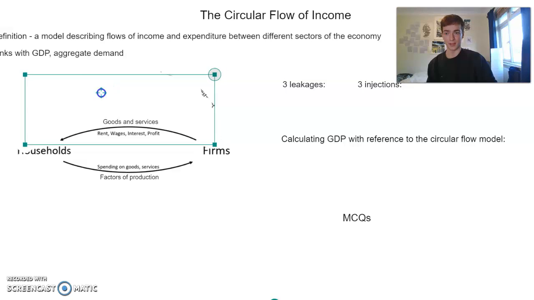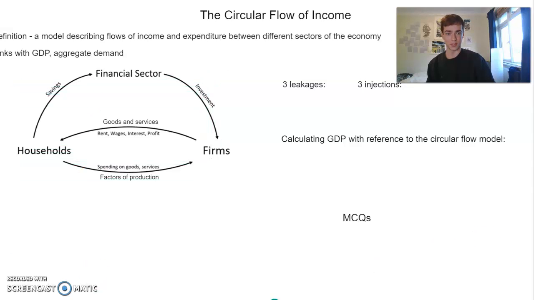So now we're going to add in the financial sector here, which can include things like banks or financial institutions, investment funds, that kind of thing. So households are giving money to the financial sector in the form of savings, and then the financial sector transfers these to firms in the form of investment. That's investment in real assets, for example, spending on research and development, or spending on capital, investment in capital, new machinery, that kind of thing.